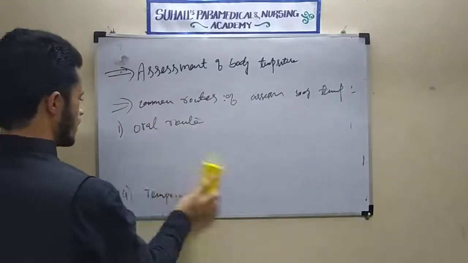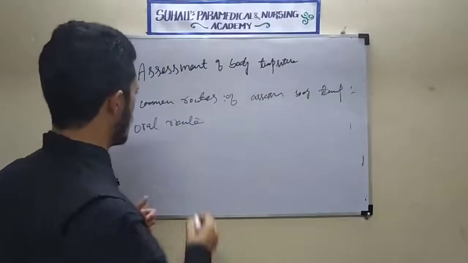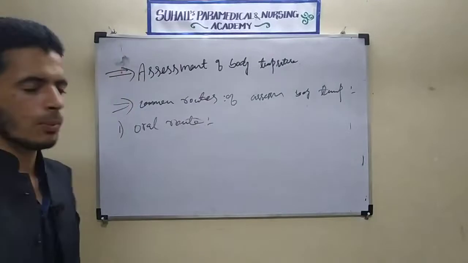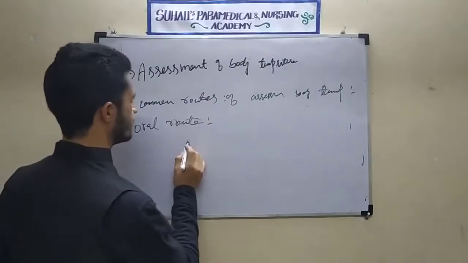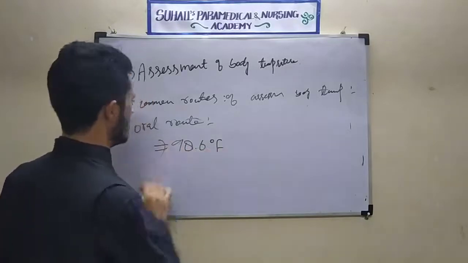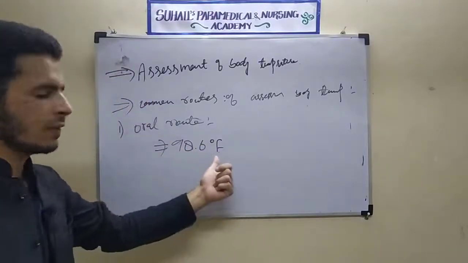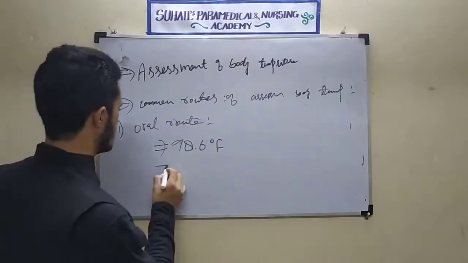Oral route of assessing body temperature. For the oral route, remember one thing: what will be the normal body temperature for oral? 98.6 degrees Fahrenheit. This will be the oral normal body temperature.